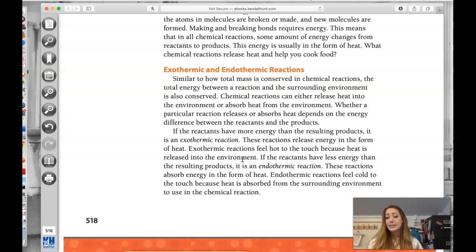If the reactants have less energy than the resulting products, it is an endothermic reaction. These reactions absorb energy in the form of heat, and endothermic reactions feel cold to the touch because heat is absorbed from the surrounding environment to use in the chemical reaction. Okay, so make sure you write those down in your notes.